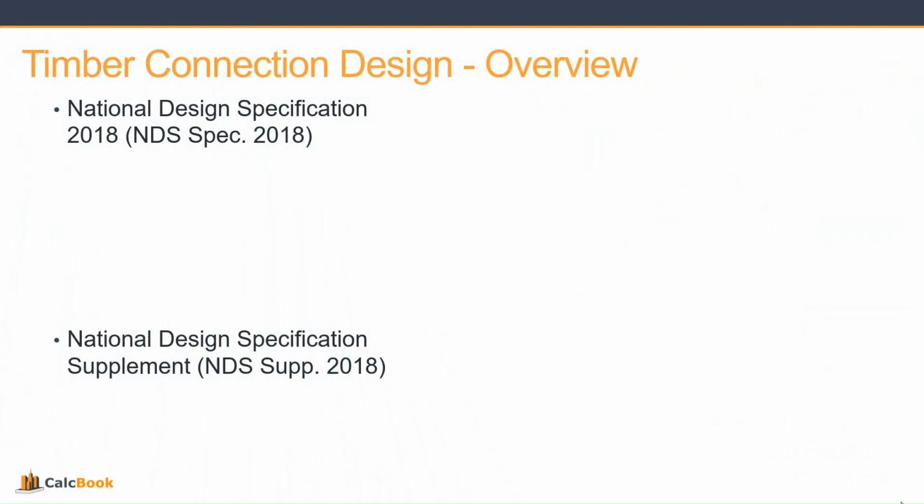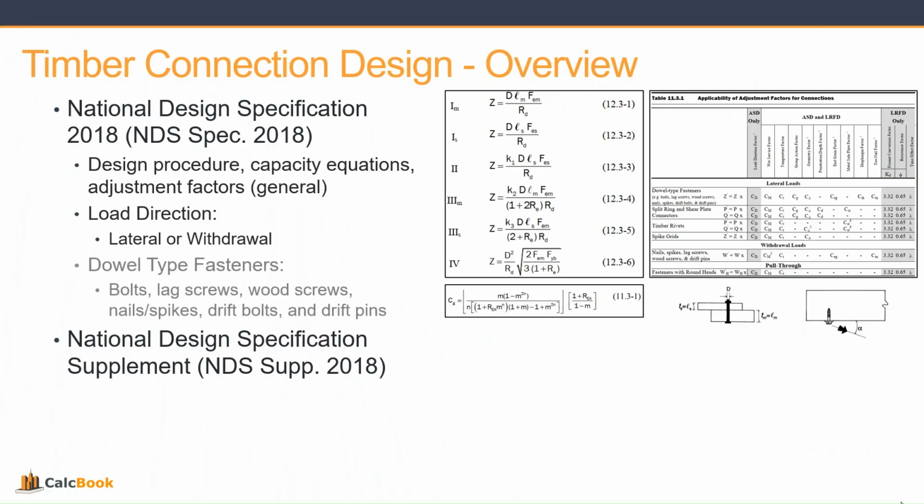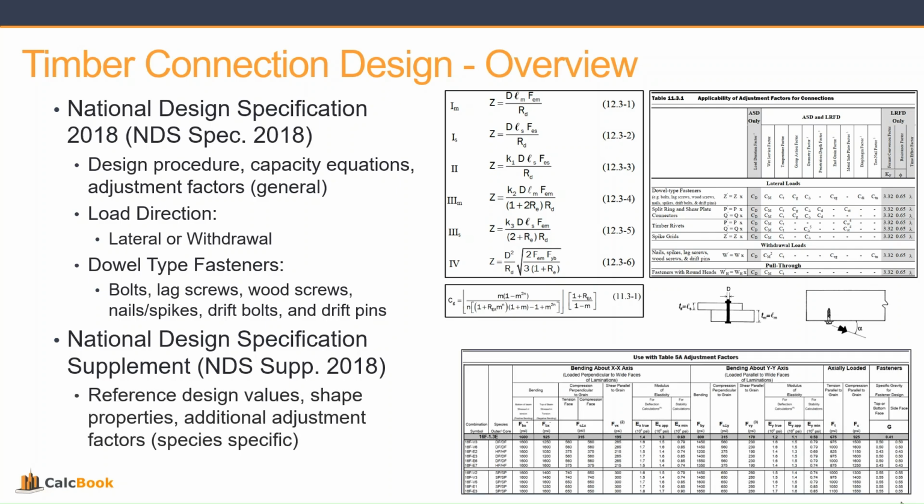We are using the National Design Specification, also known as the NDS. We have two books that we use, the NDS spec, which outlines our design procedures, our capacity equation, adjustment factors, whether we're in lateral or withdrawal. And then we're focusing on our dowel type fasteners, so bolts, lag screws, wood screws, nails and spikes, that sort of thing. Then we also have the NDS supplement, which is more for reference design values for our wood members, so our different properties that we might need to be using. For connections, we don't use this quite as much, but sometimes we still need to reference it, so it's good to have it available.